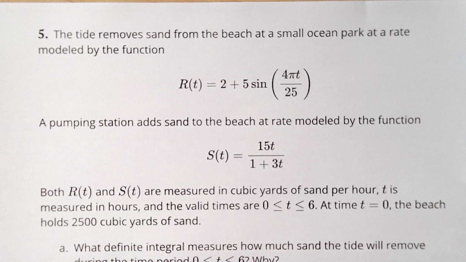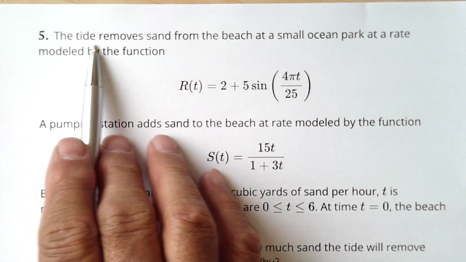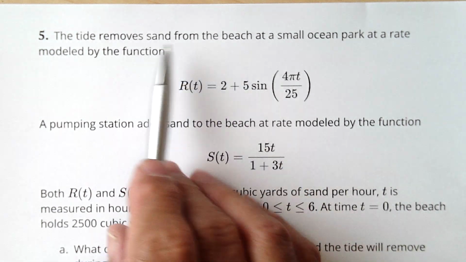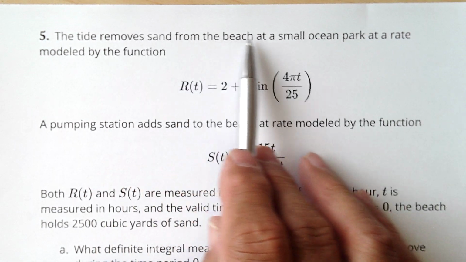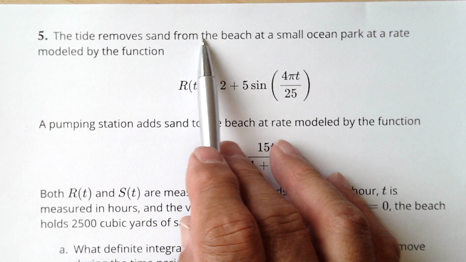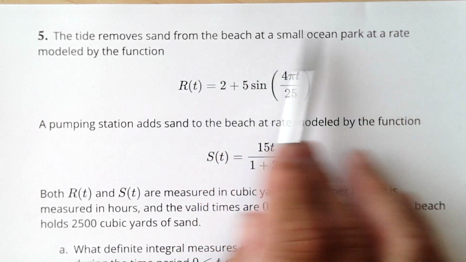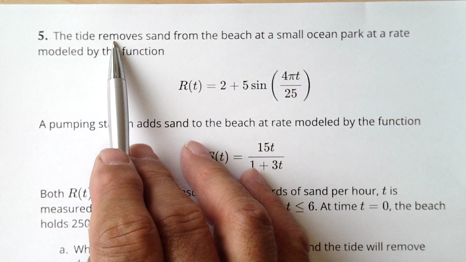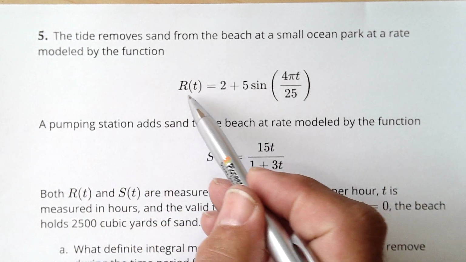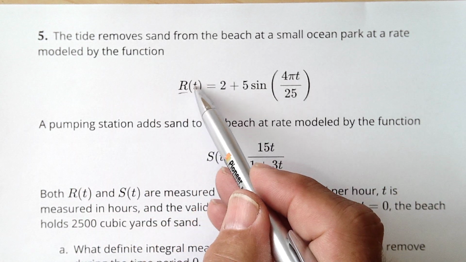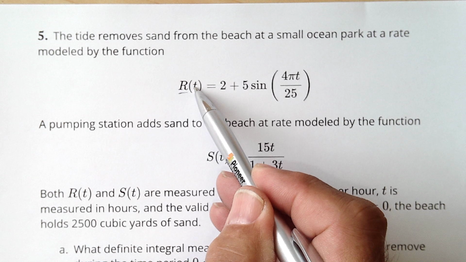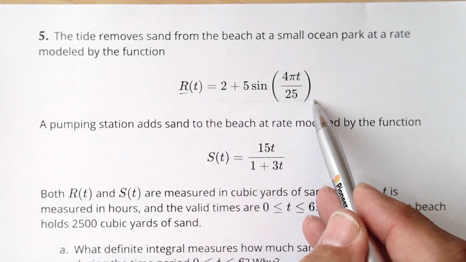All right, let's see if we can make sense out of this problem. R of t is the amount of sand on a beach in a small ocean park. The tide is removing sand, so R is standing for the removal as time passes, and it's given by this.